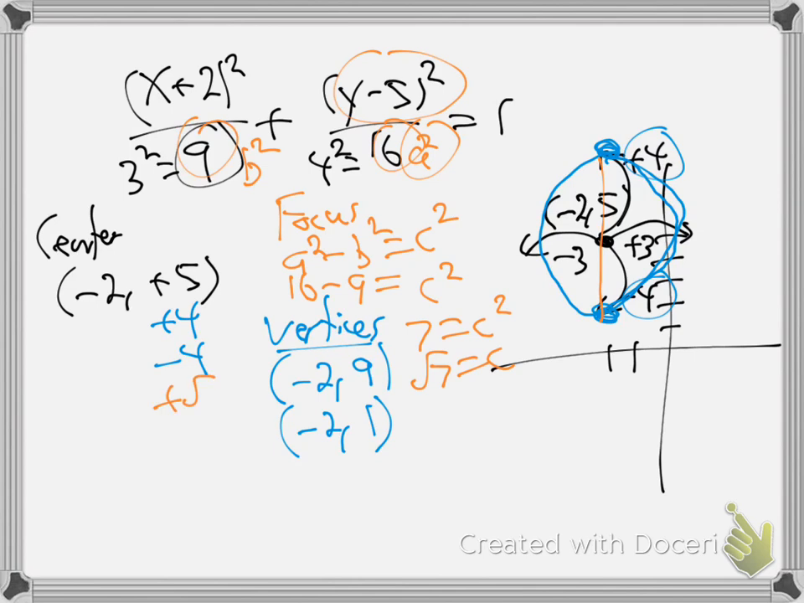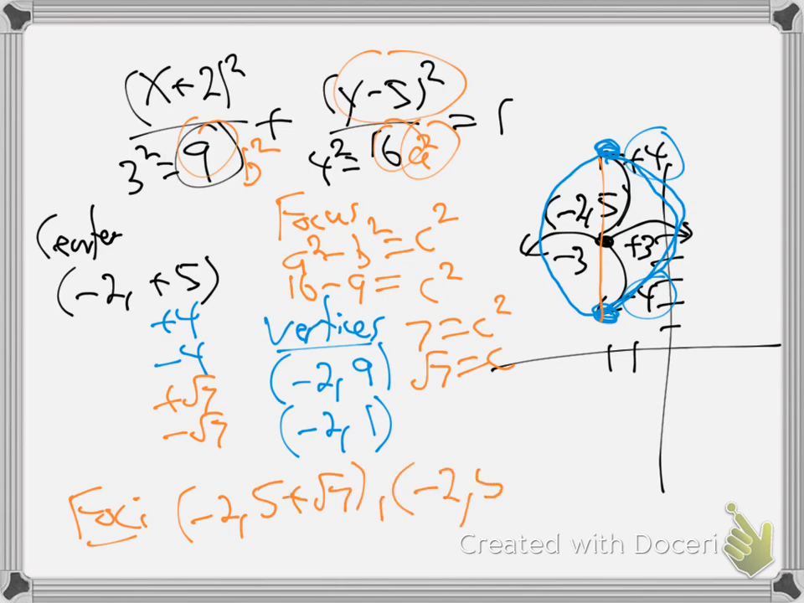So that means you add root 7 and subtract root 7 from the y coordinate because it's up and down. So the two foci are (-2, 5 plus root 7) and (-2, 5 minus root 7). All right. I did the whole problem, even though I said I wouldn't. I just wanted you to see one that's taller than it is wide, where all the work is on the y coordinate, up and down, instead of the x coordinate, sideways.